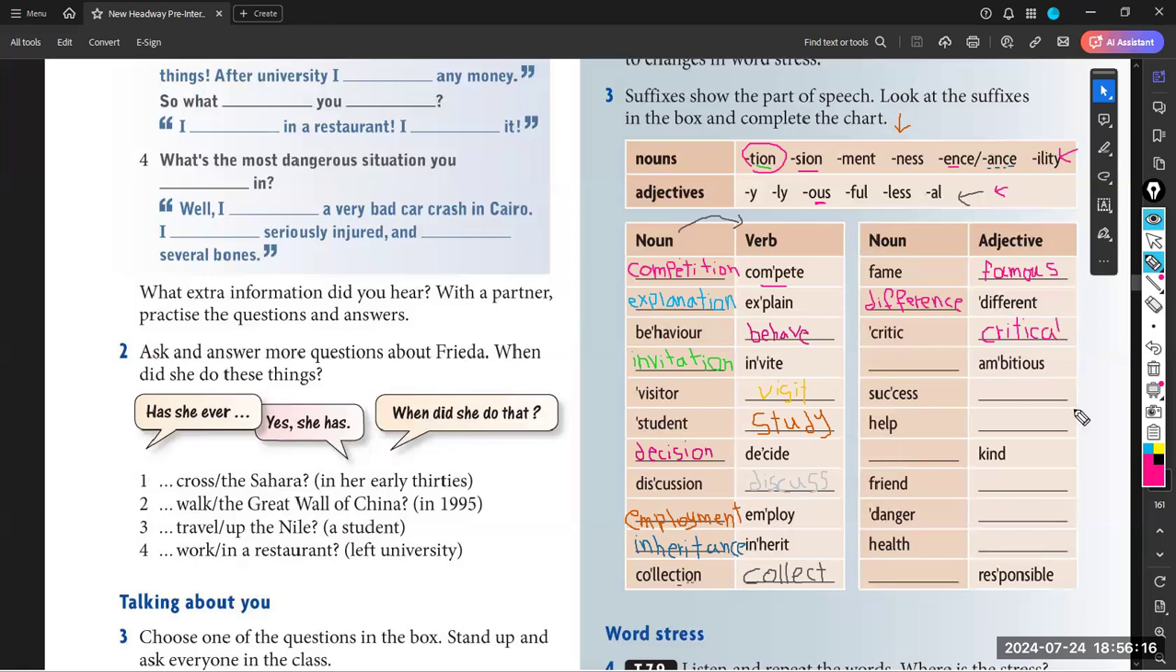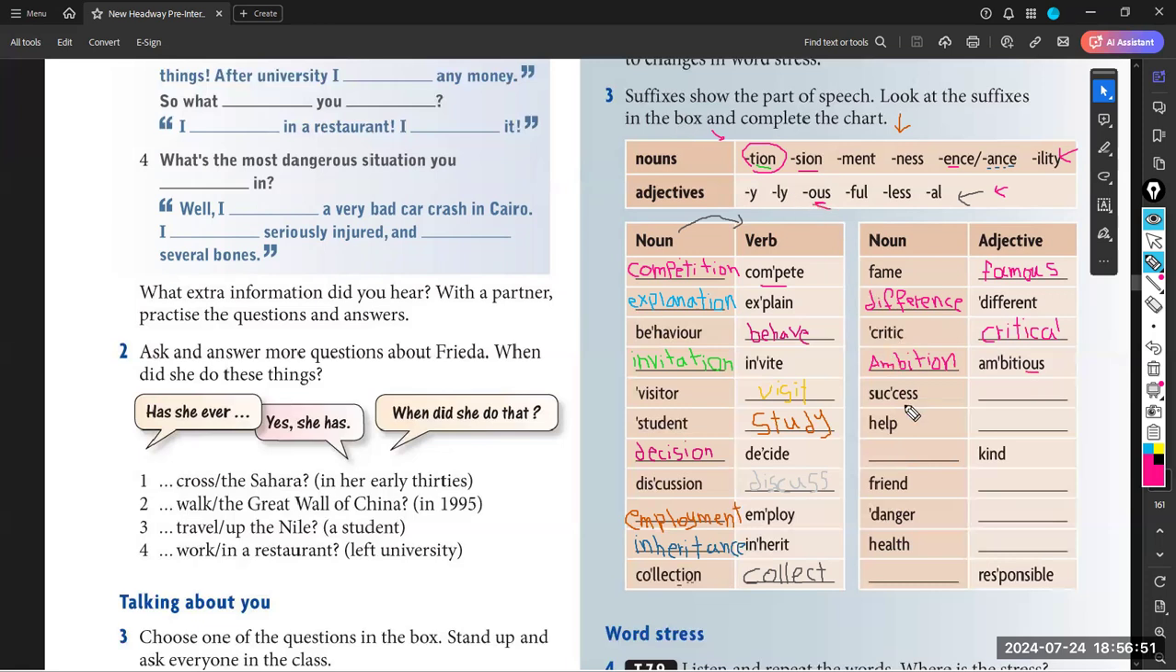Okay, we have ambitious. What is the suffix I have to add for nouns? Because here it is a noun. Ambition. Thank you, Hiba. To have ambition is to be what? Ambitious. So ambition, here we have T-I-O-N because it is a noun. Here we have O-U-S because it is an adjective.